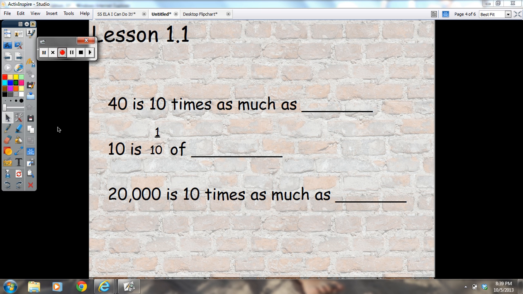So what I want you to do right now to finish up is I want you to press the pause button, and I want you to try these problems out here. And once you've completed the problems, press the play button to see if you got them right.